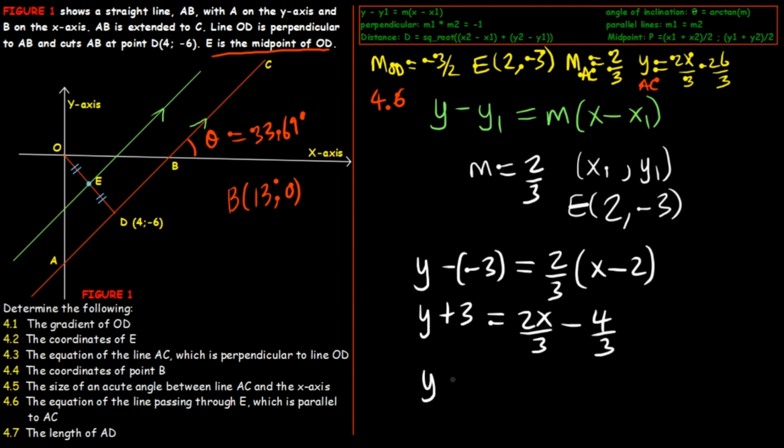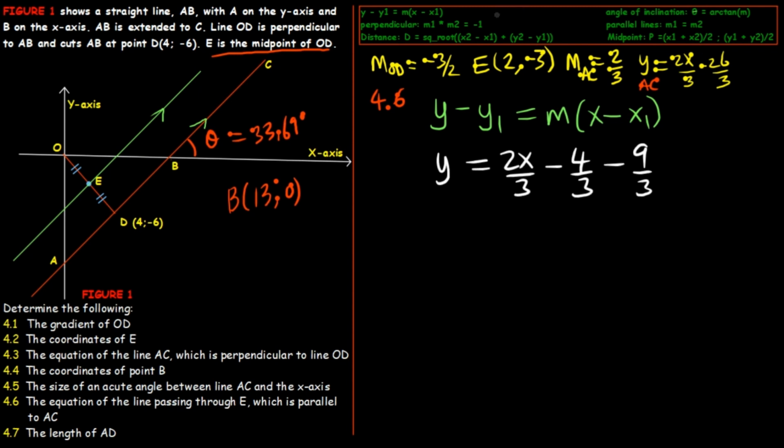Okay, now let's group like terms. We get 2x over 3 minus 4 over 3, then a minus 3. So -3 is just the same as -9 over 3, right? Because we want to make this a single fraction. This will leave us with 2x over 3, then minus 4 minus 9 will leave us with -13 over 3, which is our solution.